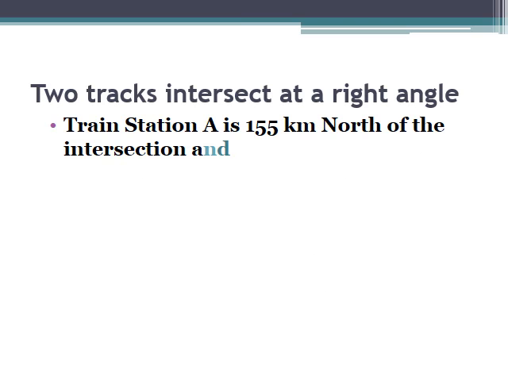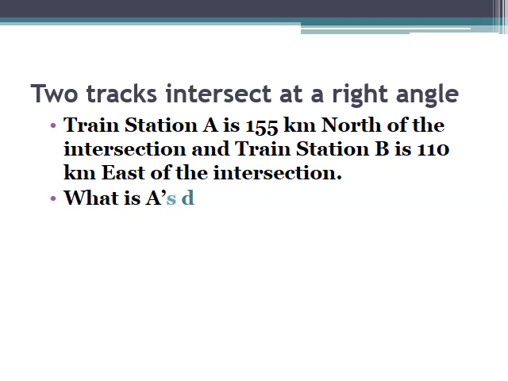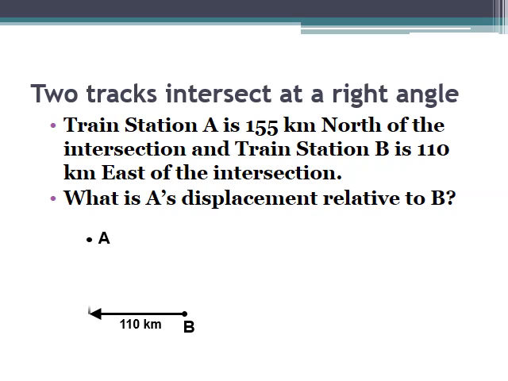So we have two train tracks that intersect at a right angle. Train station A is 155 kilometers north of the intersection, and train station B is 110 kilometers east of the intersection. So the question is, what is A's displacement relative to B? Well, if we think about this, in order to get from B to A, we have to go 110 kilometers west to get to the intersection, and then 155 kilometers north to get to A.